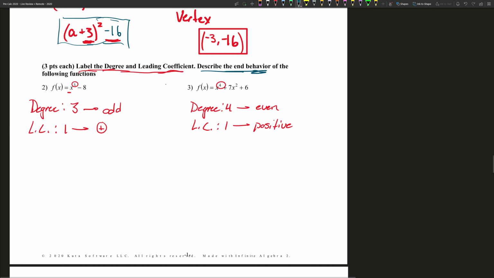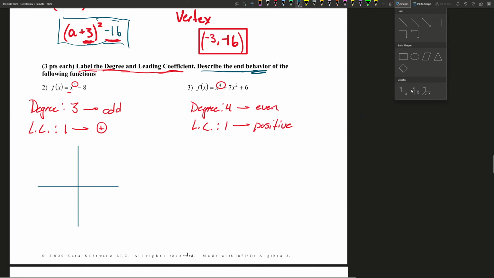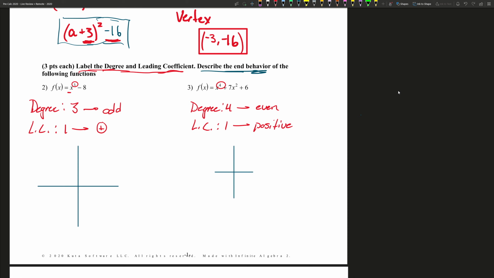And then part 2 is to graph it, or at least get a good shape of the graph. Right, so the end behavior of number 2, the degree is odd. So it's going to start down low and end up top. Number 3, it's even, so it's going to start up top and end up top. Okay, so this will do for your end behavior.